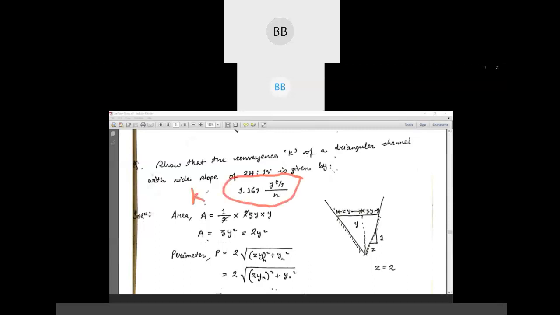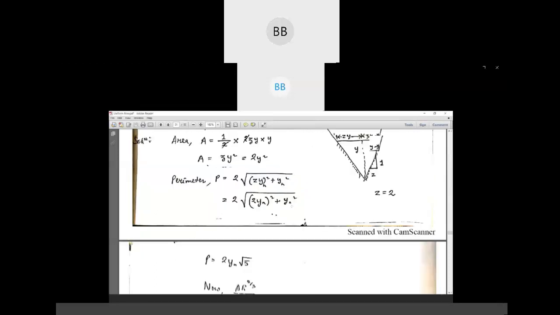K is equal to this. You try to solve. In this equation, you substitute all the parameters like area, and in place of R you substitute A by P. Area and perimeter, we have already derived the expressions. So perimeter is nothing but twice y root 5.